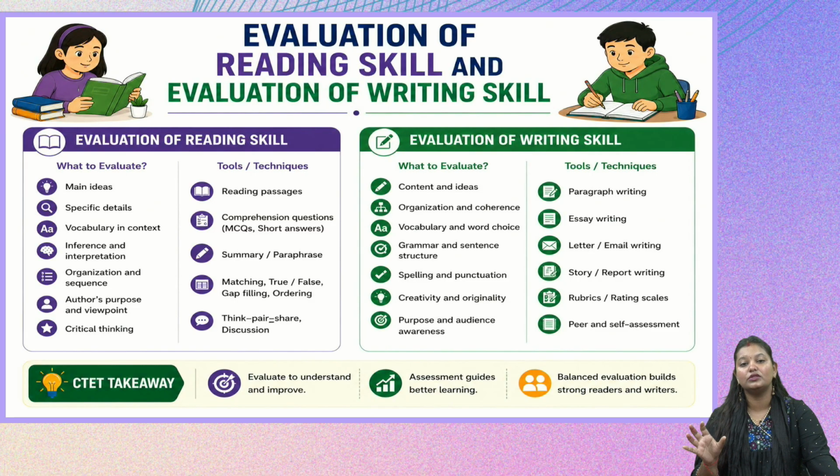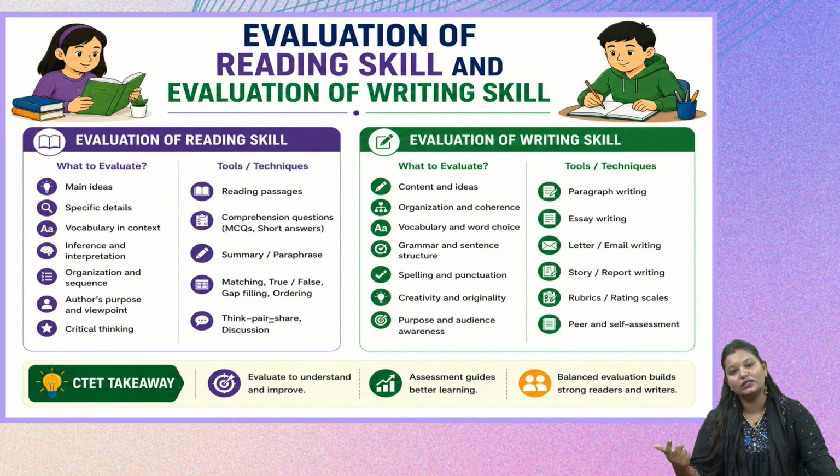Now, when it comes to evaluation of writing skills, as we discussed for reading skills, what do we do? We try to see what the content is, what ideas the child has, how it has been organized in a coherent manner, what the vocabulary and word choice is, the grammar structure and the sentence structure, and what the spelling and punctuation are. So these things become important when you are trying to evaluate writing skills.